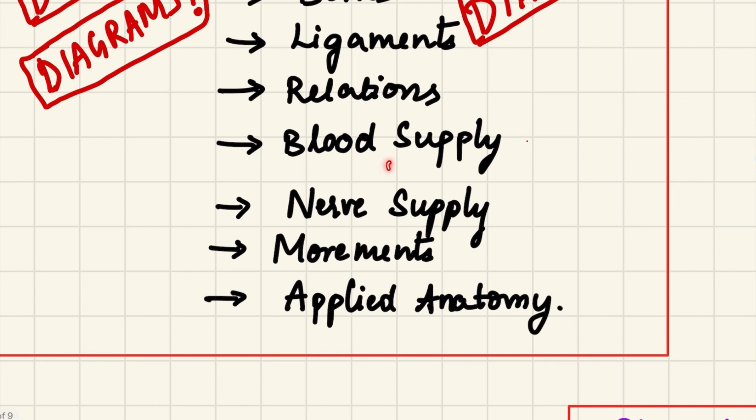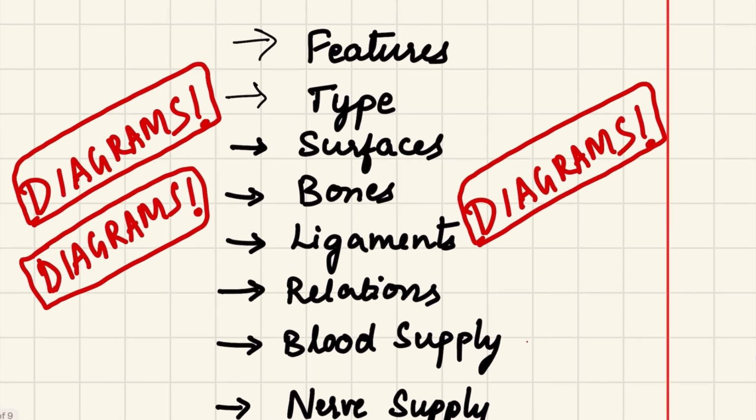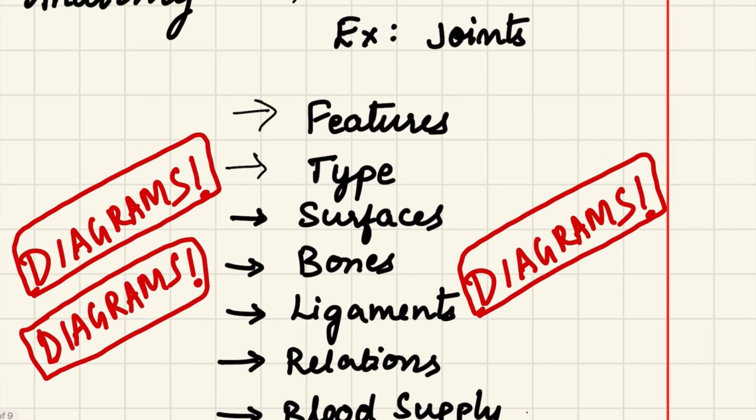And you have to mention the blood supply, nerve supply, movements, and applied anatomy, which will fetch you +1, or if it's asked in the question, whatever the marks prescribed will be given. And most importantly, in anatomy, even if you don't know anything, you gotta draw diagrams, man, and you need to finish your answer with diagrams.